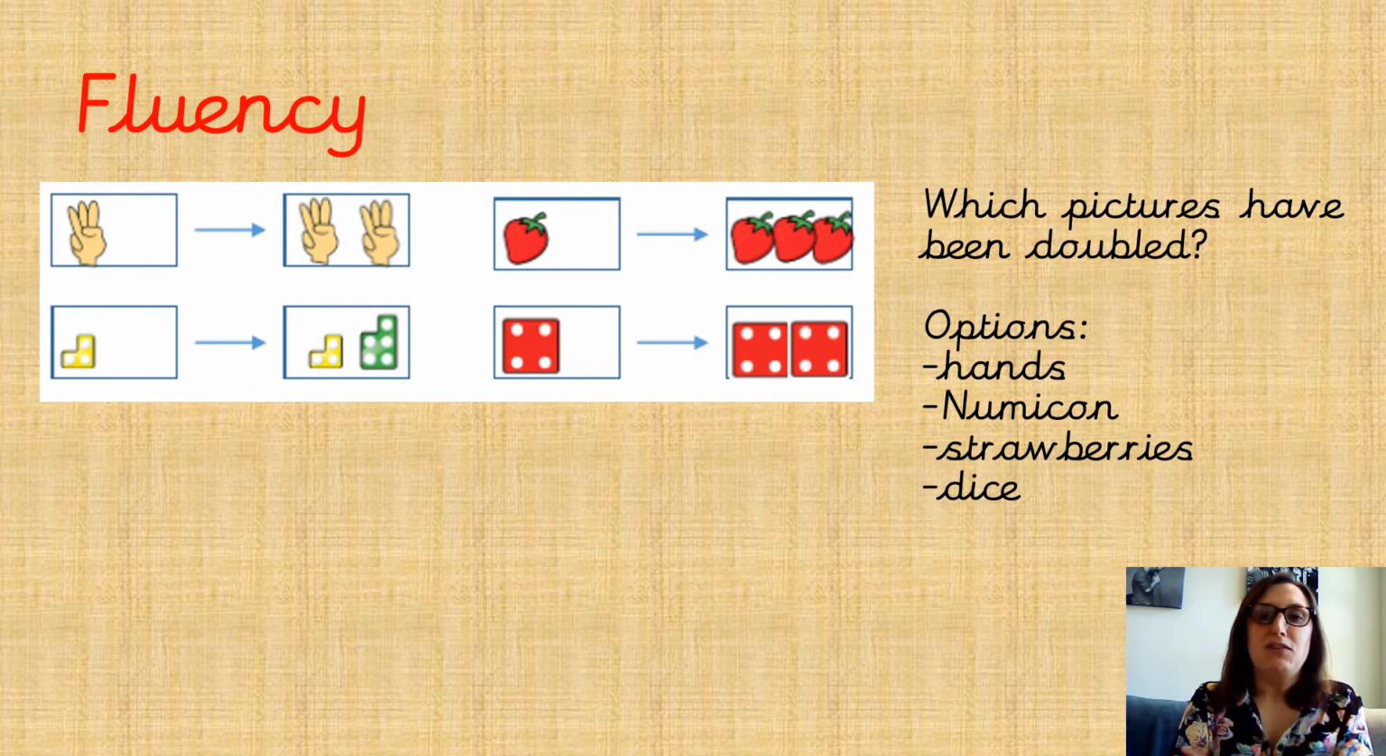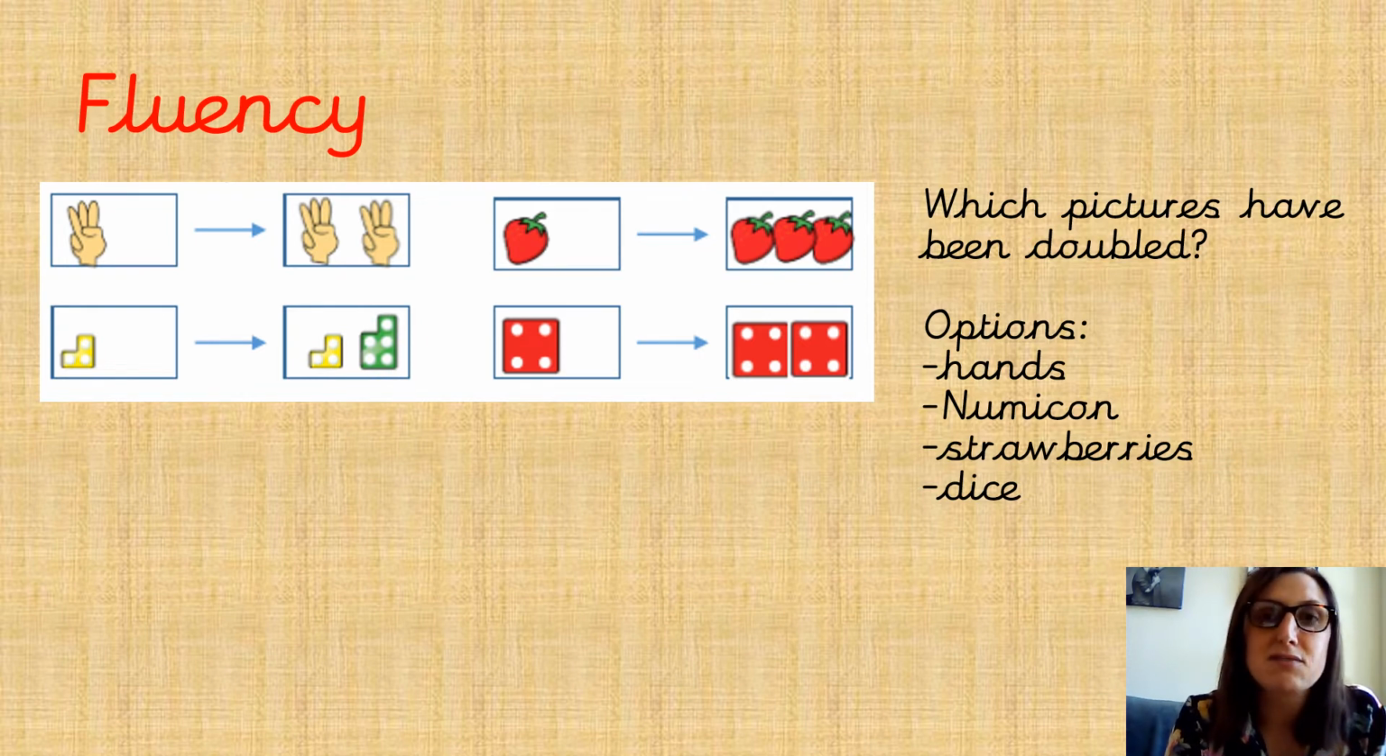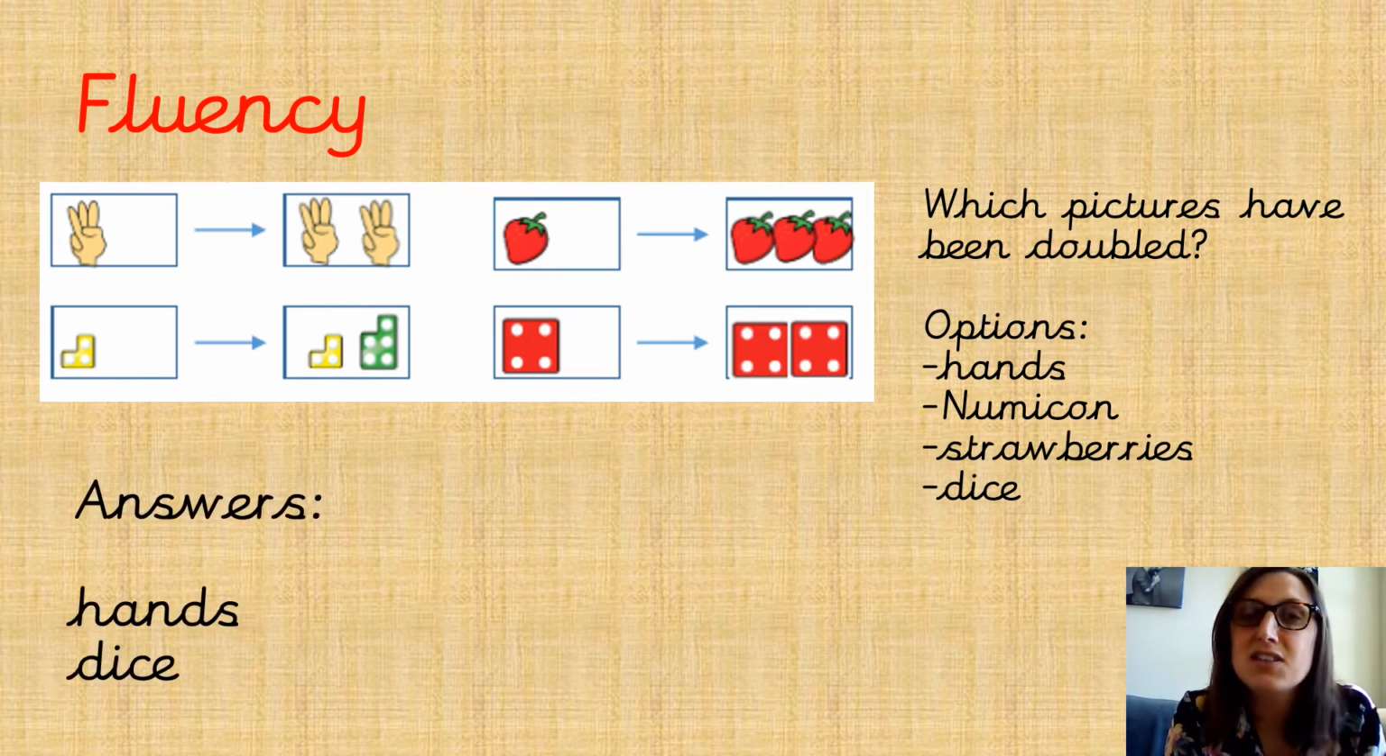Okay, hopefully I left you enough time to pause it. Right, let's reveal which ones would be doubled. Now doubling would be adding the same number twice. So the answers were the hands and then the dice, okay?